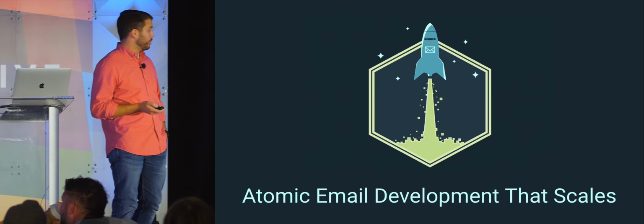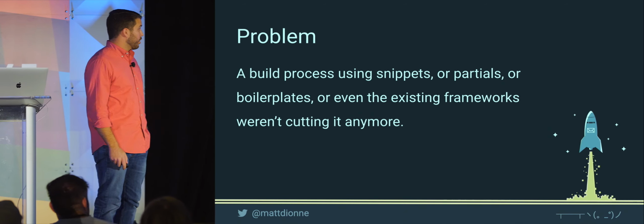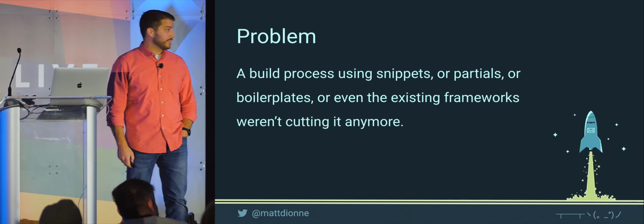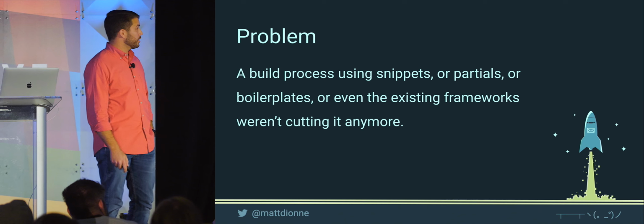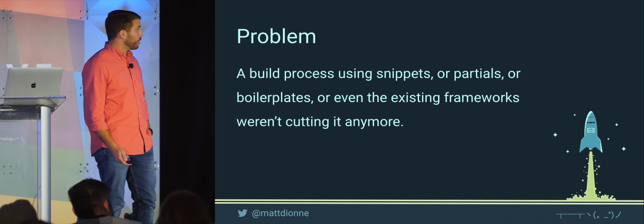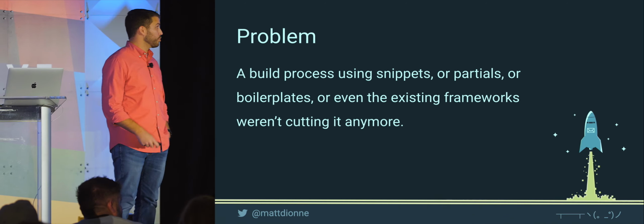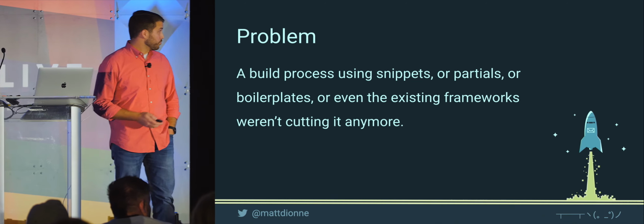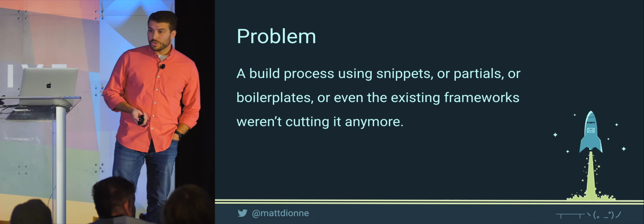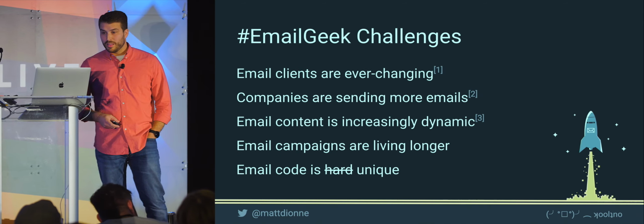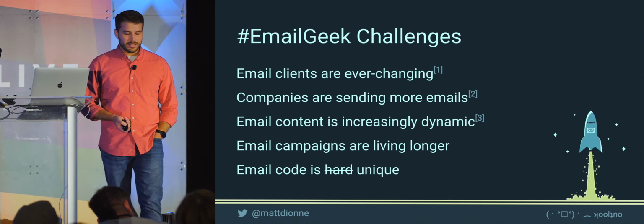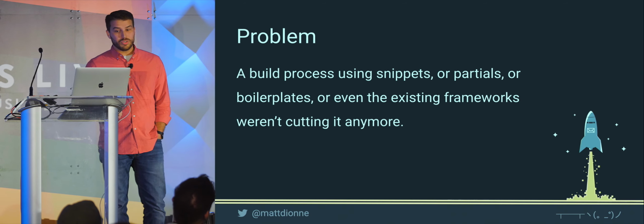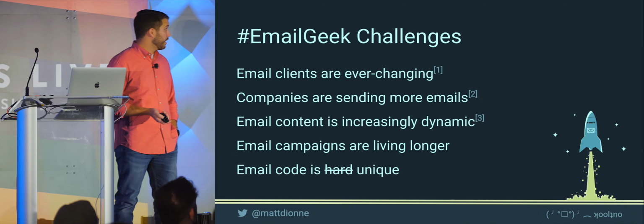So what was the problem that we were trying to solve? The problem was a scaling problem. We have about 200 email templates at Constant Contact, over 1,000 custom partner templates. And our build process of using snippets, partials, boilerplates, frameworks, we tried everything. It just wasn't scaling. It wasn't cutting it anymore. So we went about and needed to create something new. And the challenges that we faced are the same challenges that everyone in this room faced to begin with.